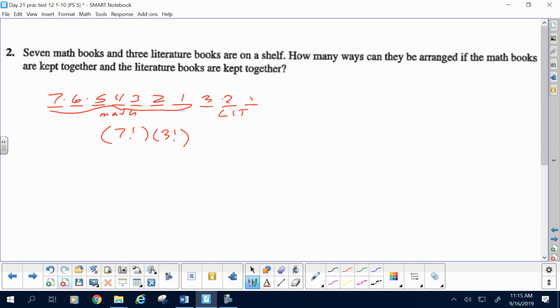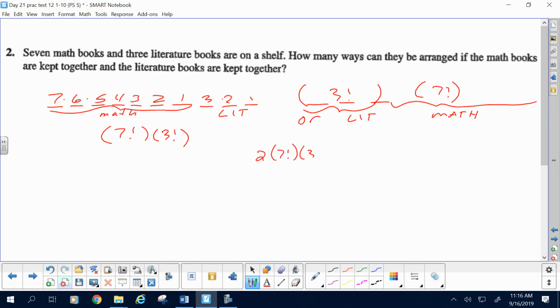No. Why isn't that good? Yeah, who's to say the math has to come first? It could be the literature first. So you could say lit, math, or math, lit. So that would be 3 factorial, 7 factorial as well. So in your calculator, your final answer would be something like 2 times 7 factorial times 3 factorial.